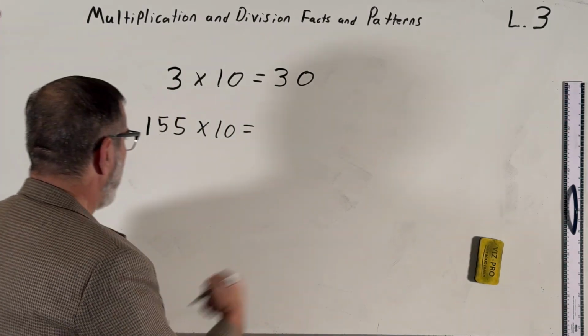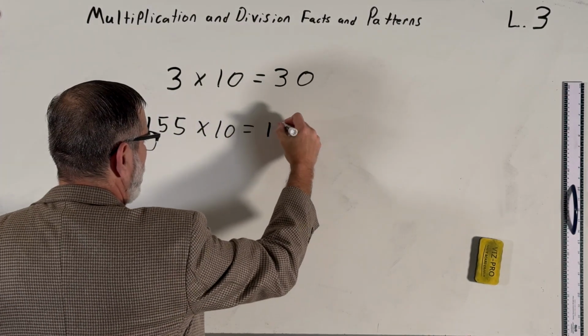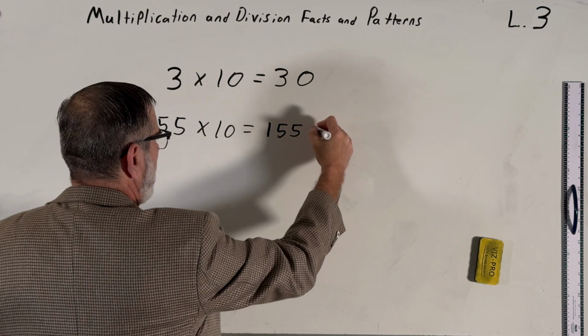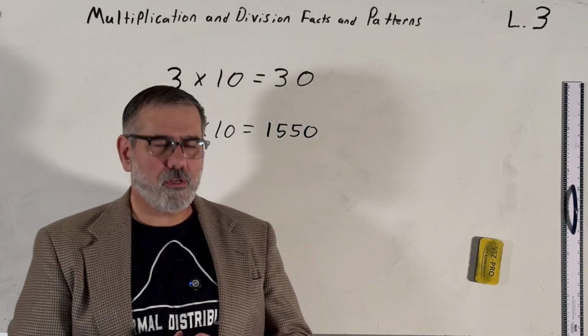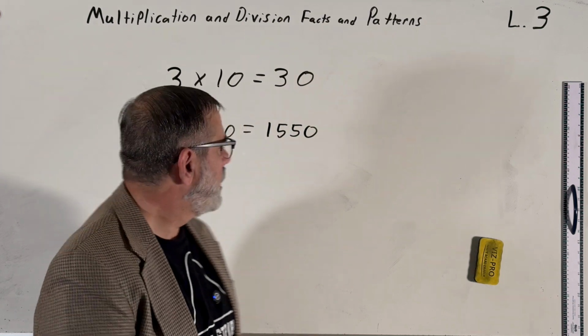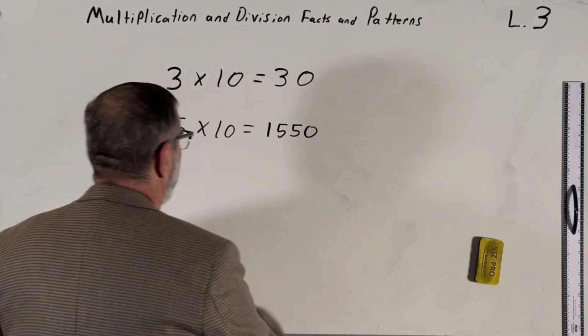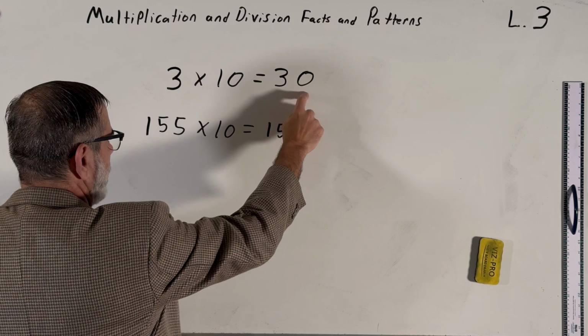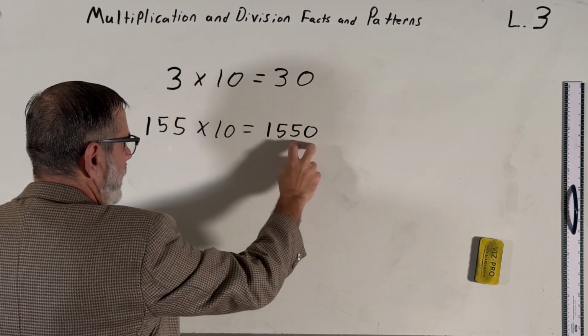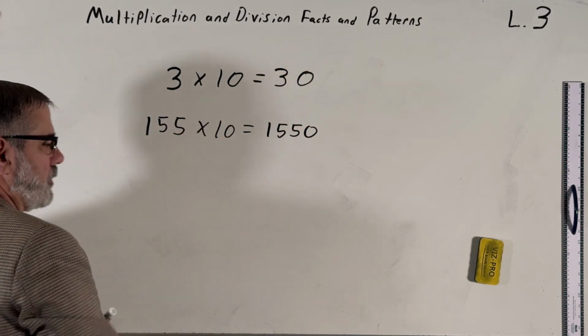Okay, again, we just rewrite the number that we're multiplying by 10 and add a 0, and that's it. That's all there is to it. And division by 10 is just as easy. So when dividing by 10, we would simply take off a 0. You can kind of see how this would work here. If I divided 30 by 10, I'd get back to 3. If I divided 1550 by 10, I'd get back to 155.